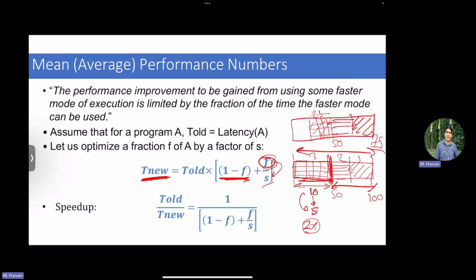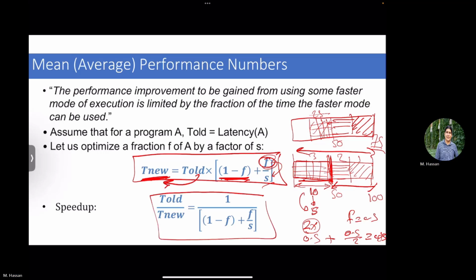So in our case, I had f as 0.5, right? Because it was half of my application originally. So 0.5 remains the same, and the second 0.5 improved by 2. So I got a total of 0.75, right? That's exactly what we did, but we did it visually. So this is Amdahl's law on how to calculate the new execution time of your application. If you want the speed up, you basically divide the new by the old, or the old by the new, because the old is larger, so it gives you a fraction larger than one. Questions?